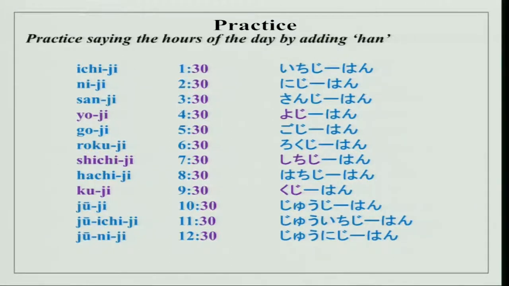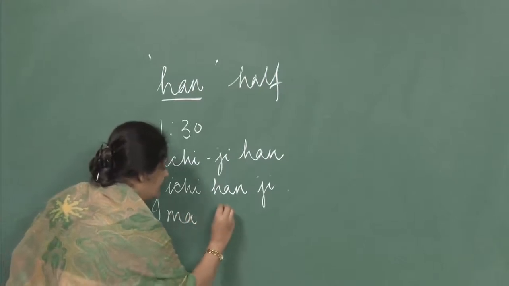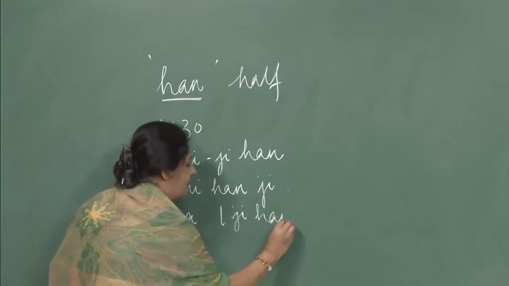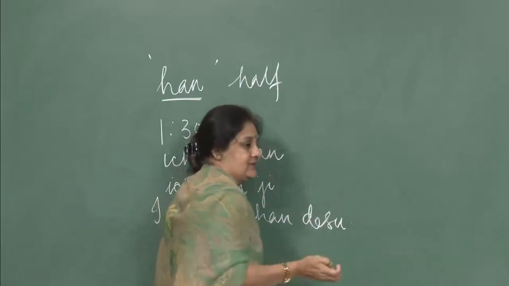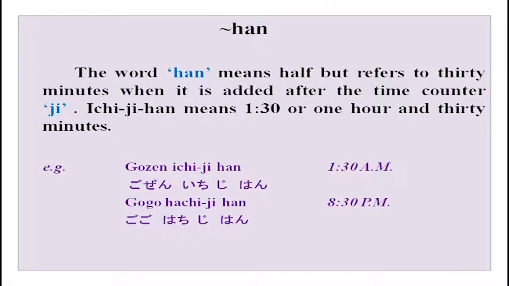So now you can easily say it is 1:30, it is 2:30, it is 3:30. It can be said like this: ima ichiji han desu. Over here, it's all in hiragana, so you can practice your hiragana as well. As you can see over here, han means half, but refers to 30 minutes when it is added after the time counter ji. Ichiji han means 1:30 or 1 hour and 30 minutes.